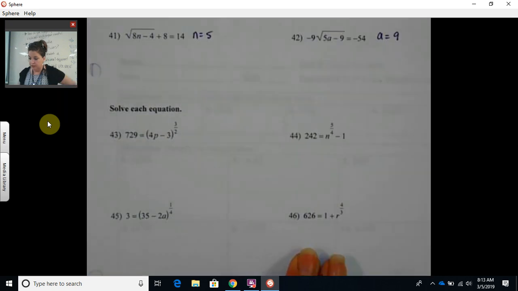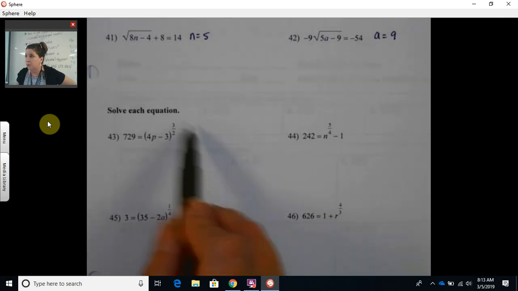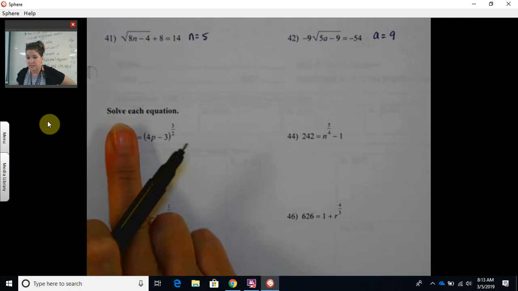All right, 43 through 48, solve each equation. So these don't have radicals, but they have rational exponents. So that's pretty much the same thing as having a radical. If you have a rational exponent, you have to isolate that first, okay? It's already isolated, sweet. So 4p minus 3 raised to the 3/2. Do I have anything outside the parentheses that I need to get rid of? There's nothing outside the parentheses on the right side, correct?